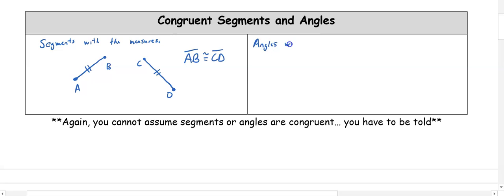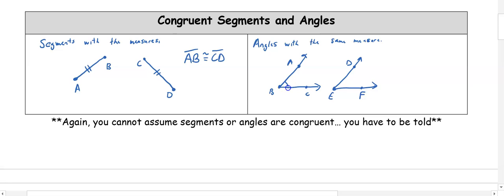Congruent angles are angles with the same measure. So in this case, I might have an angle here and an angle here. So this is A, B, C, and this angle is D, E, F. If they have the same kind of marking inside, so in this case, a double little arc, those would be congruent. So we would say angle ABC is congruent to angle DEF. Notice that B and E are in the middle of those angle names because those are the vertex. In order to know if something is congruent, you have to be told it. You can't just look at it and say, oh, they look like they're the same size. It has to tell you that somewhere.